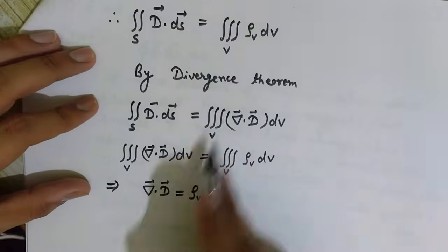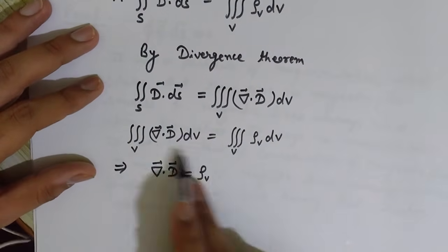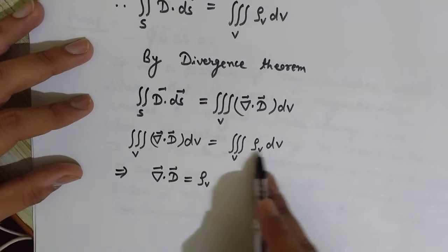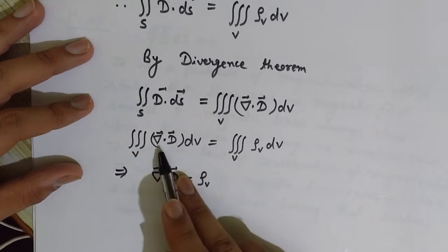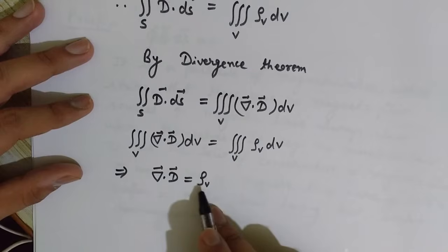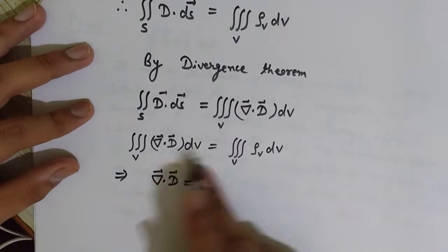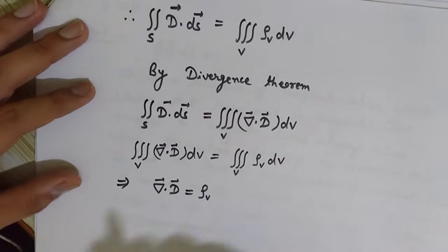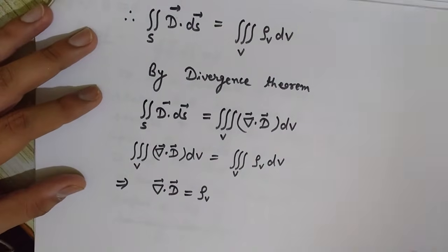I've changed this equation into this one, and from this, by comparison, you can easily understand both are volume integrals. Since these are equal, we can write that divergence of D is equal to rho v. This is what we wanted to prove, and this is the second Maxwell's equation based on Gauss's law. We proved it by using Gauss's law.